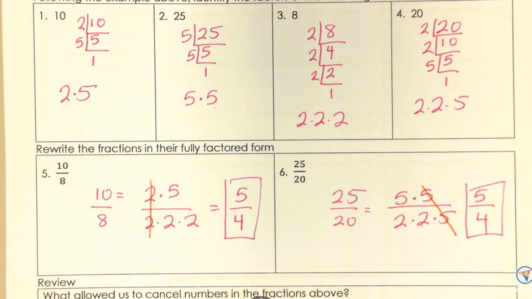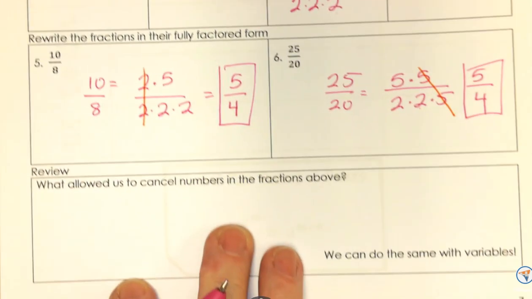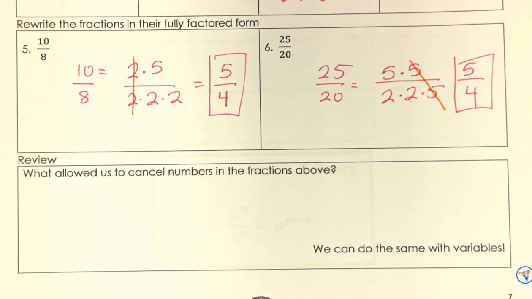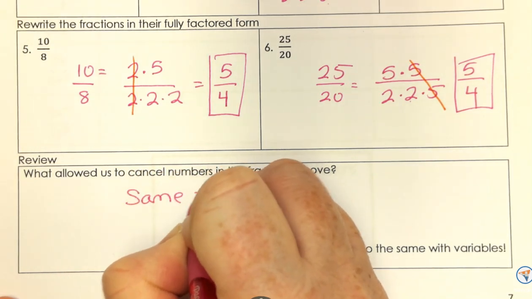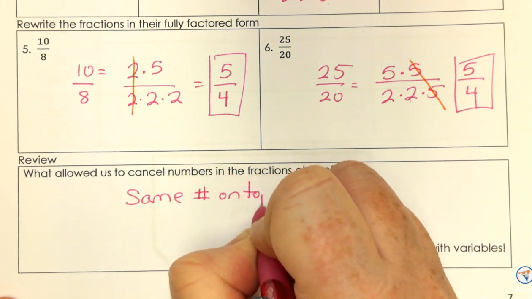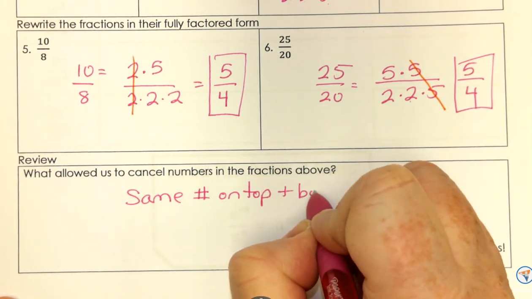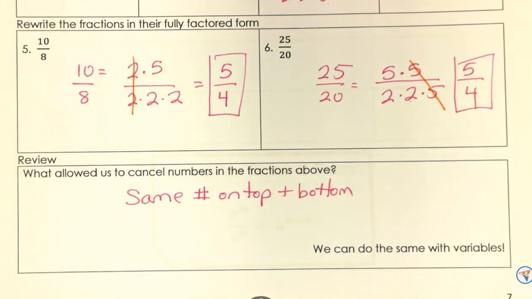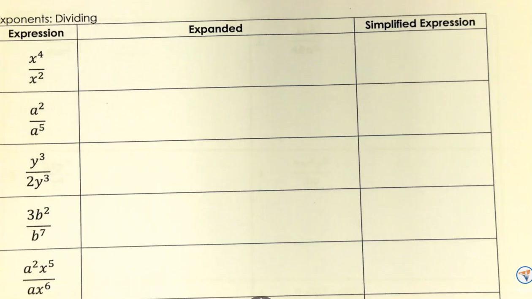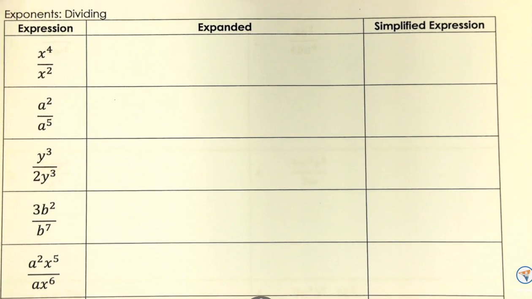You should have 5/4. So if you think about this, what is it that allows us to cancel out the numbers in the fractions above? Well, what I see is when you have the same number on the top and the bottom, you can cancel them out. Well, guess what? You can do the same thing when we're dealing with variables. So here we go with our variables, and we are dividing.